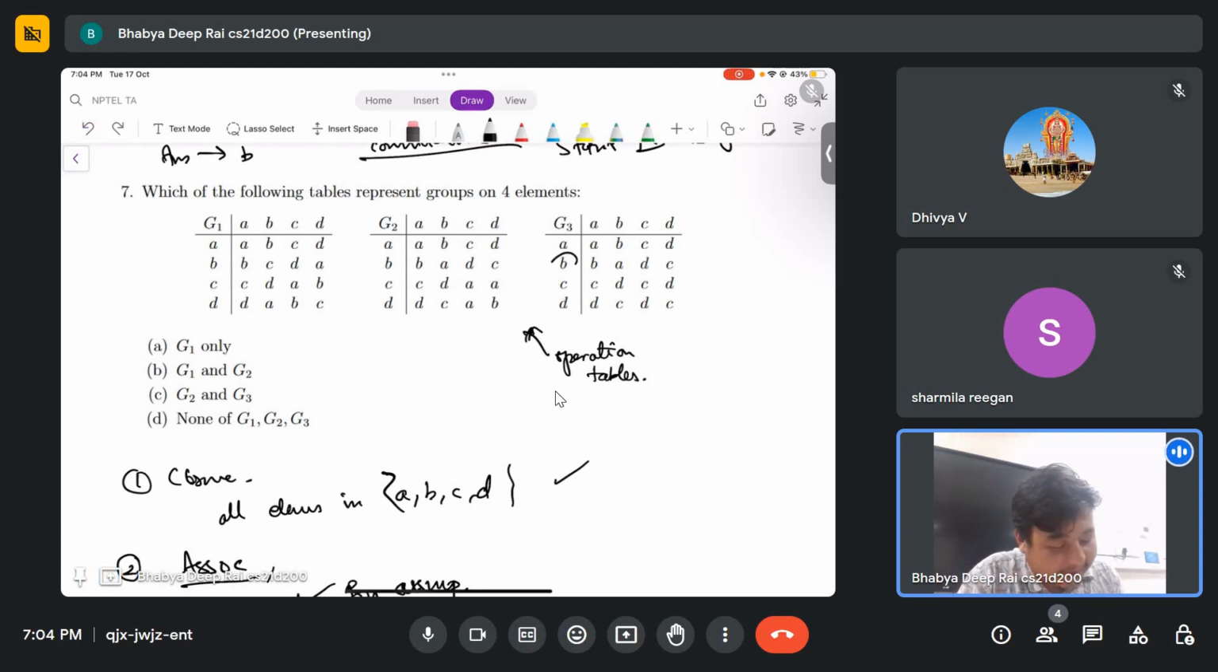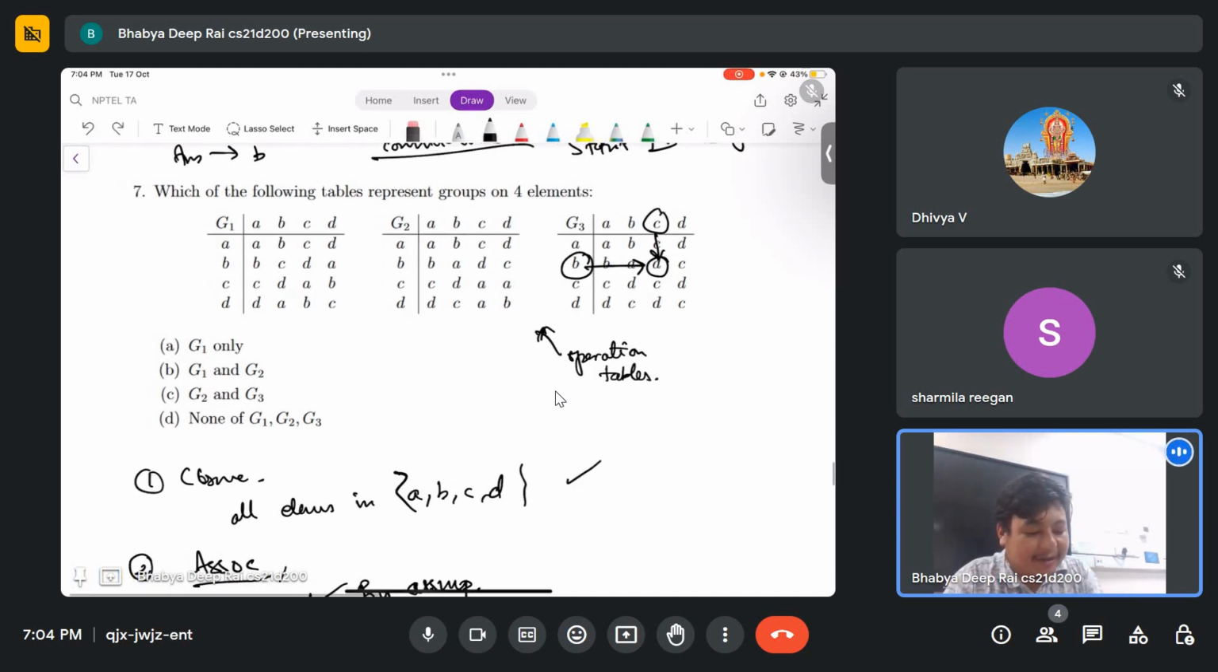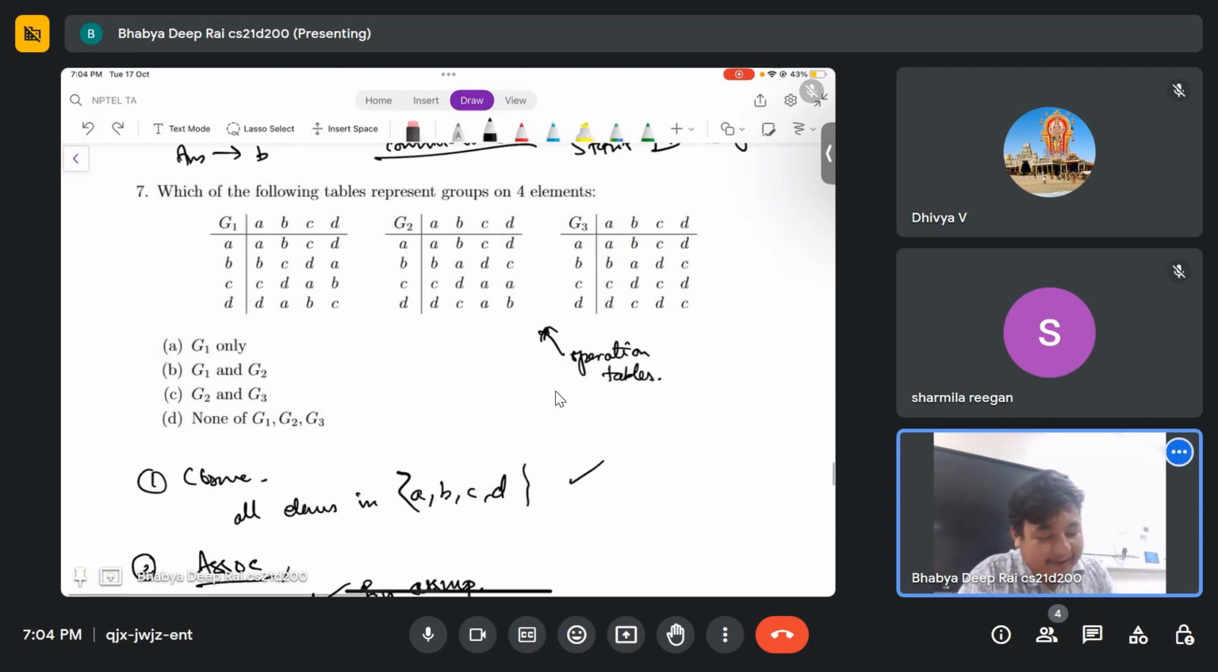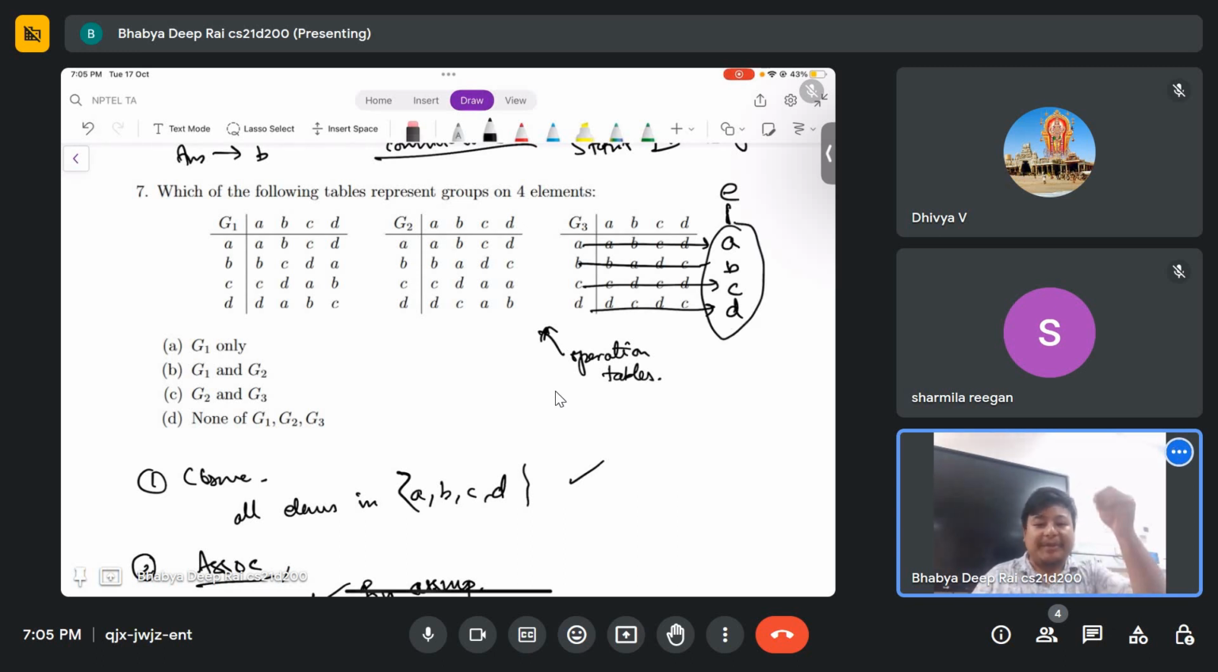But if I multiply B with C, I don't get B, I get D. So C was not an identity element. But then I get this interesting feature that A on multiplying with something should give A, B on multiplying with that same thing should give B, C should give C, and D on multiplying with that identity E should give me D.